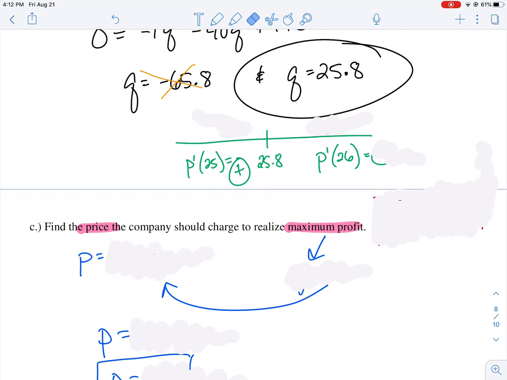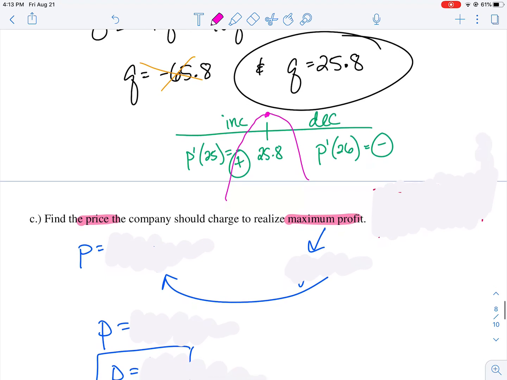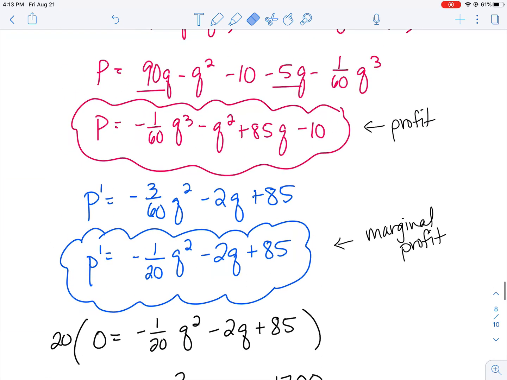All right, when I plugged in a 25, I got a positive derivative. When I plugged in 26, I got a negative derivative. That means my original function, my profit, is increasing and then decreasing. That means 25.8 is a maximum. Now, we obviously can't sell 0.8 of a bike. I guess maybe you could do like the tires and something, but we need to probably either sell 25 or 26. So let's go ahead and take 25 and plug it into my original profit function.